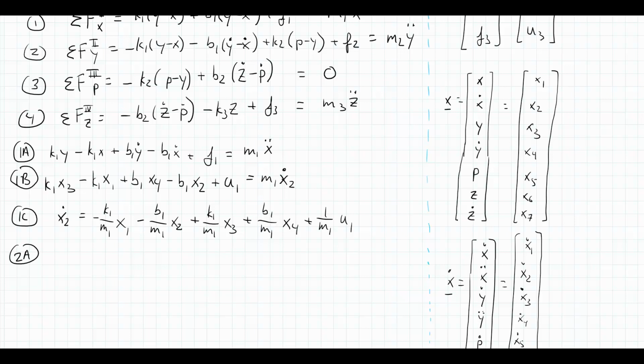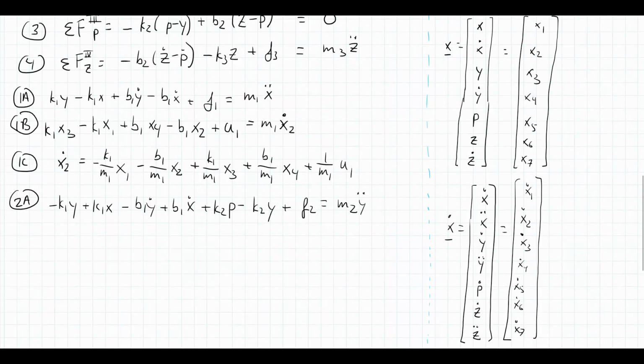So I'll take equation 2, and like before, I will first distribute all my terms. So negative k1y plus k1x minus b1y dot plus b1x dot plus k2p minus k2y plus f2 equals m2y double dot. And let me just put a star so that when we come back, we remember which ones we are going to be using when we create our matrix.